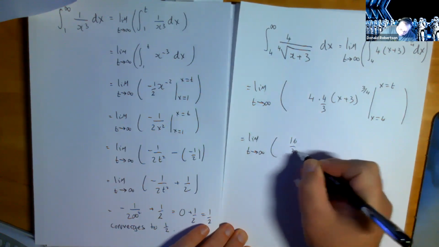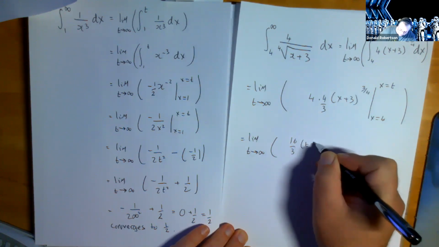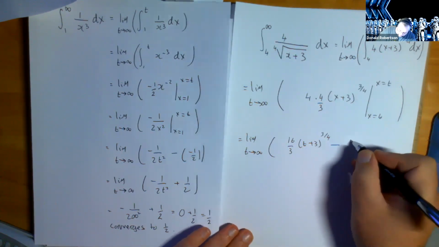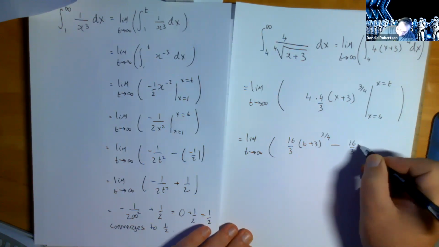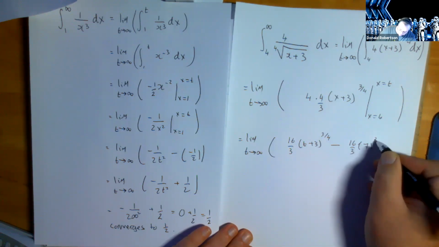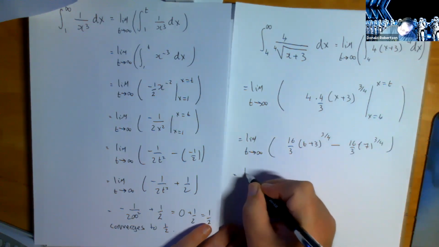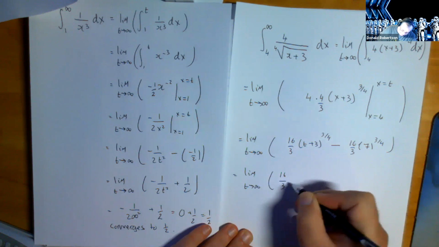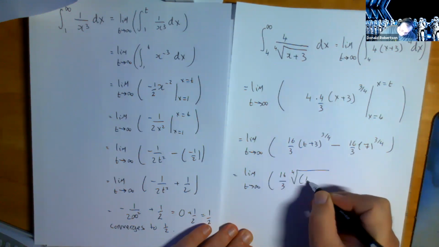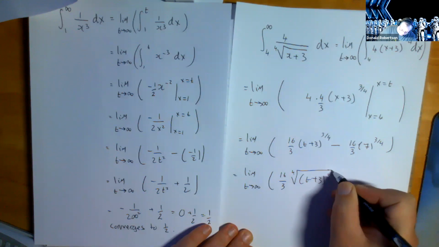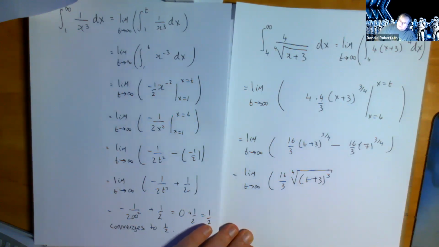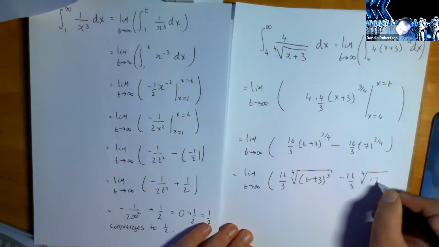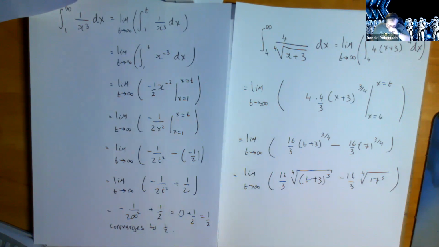It's going to be 16 thirds, (t plus 3) to the 3/4, take away 16 thirds, 7 to the power of 3/4. And I'm now going to do, and I probably should have done it earlier, that's what 3/4 looks like in radical format. Okay, time to brute force.